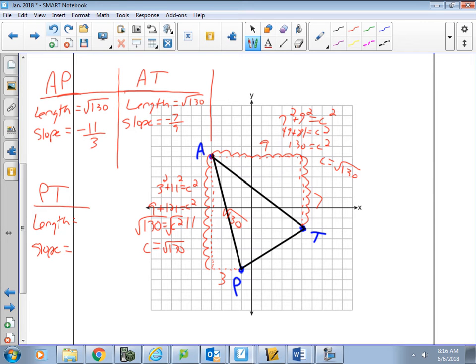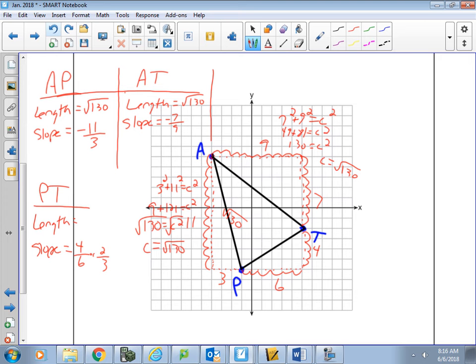From here, we're going to count over and up. Our rise is going to be 1, 2, 3, 4, and our run is going to be 1, 2, 3, 4, 5, 6. So our slope is actually going to be 4 over 6, and reduced, that would be 2 over 3. You're going to end up using the slope to compare it to other slopes, so you want to reduce it.